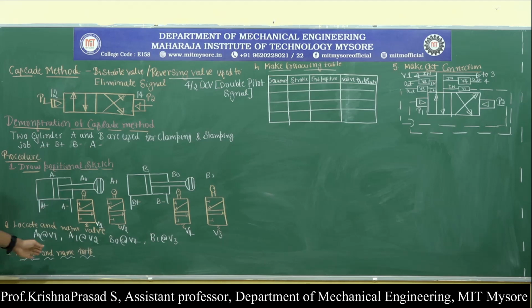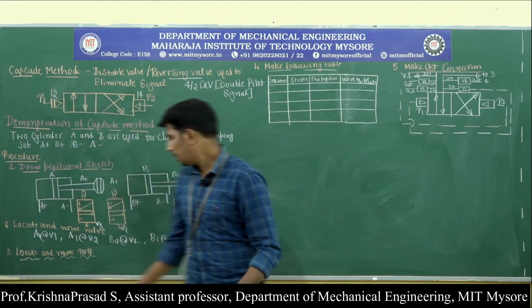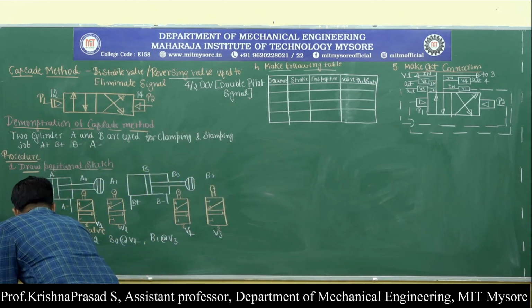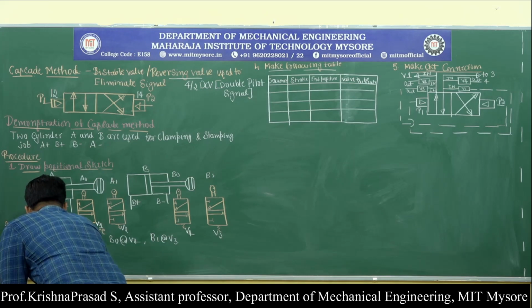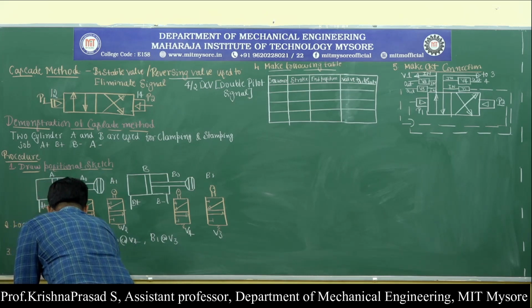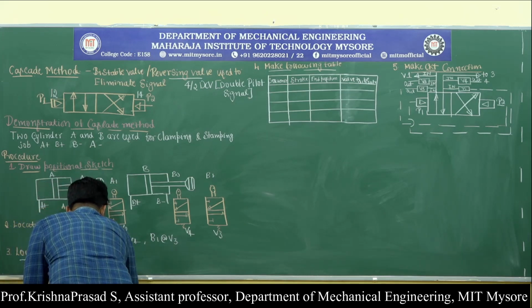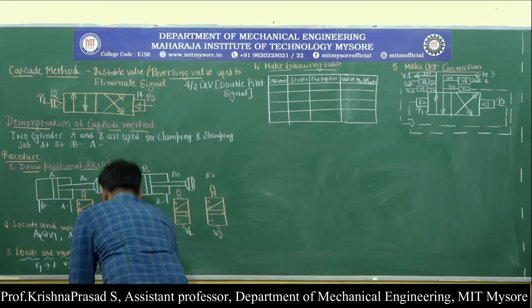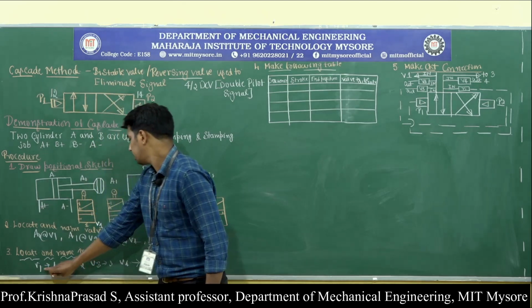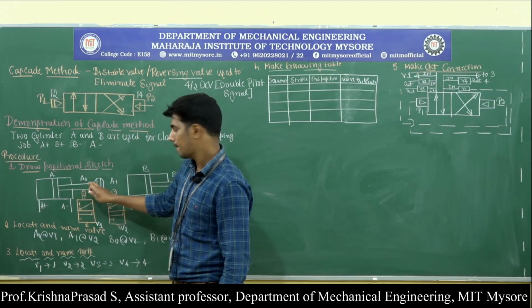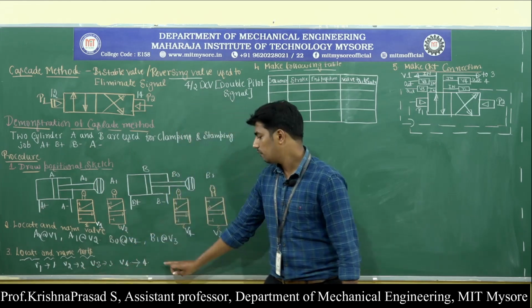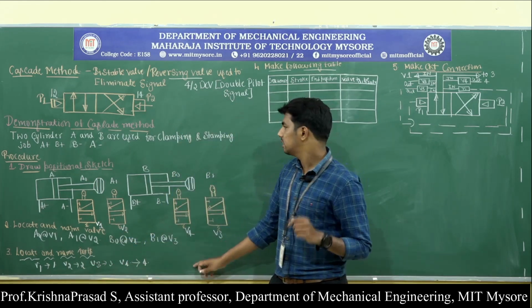Next it is called locate and name the ports. Okay, so we need to name the ports, that is, here V1 for 1, V2 for 2, V3 for 3 and V4 for 4. That means here V1 is mainly used for the retraction stroke, then V2 for 2, V3 for 3 and V4 for 4 according to the sequence.